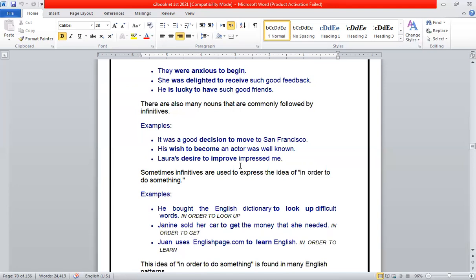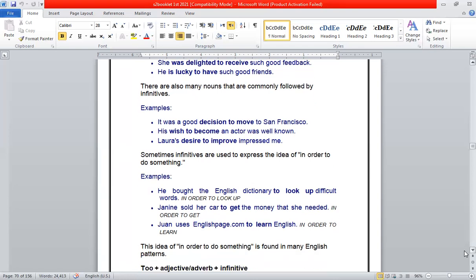His wish to become an actor was well known. Wish to become. My wish is to be. His wish is to leave. So wish to is followed by an infinitive. Laura's desire to improve impressed me. So desire to improve. She has a desire to improve. He has a desire to study, and so on.